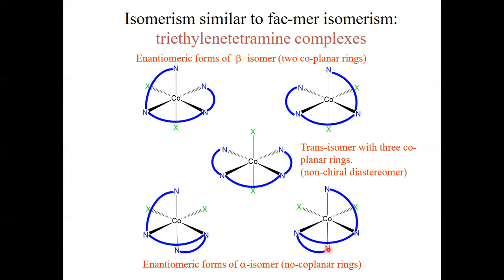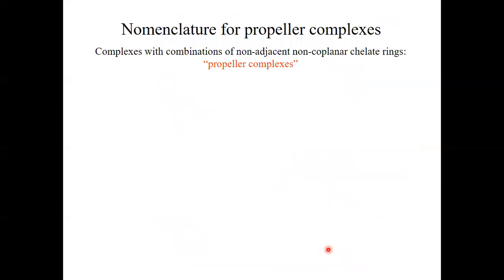So now complexes that have non-coplanar and non-adjacent rings have a special name in coordination chemistry. They are called propeller complexes. In the forum, I would like to talk about propeller complexes in more detail. So first of all, why are they called propeller complexes?